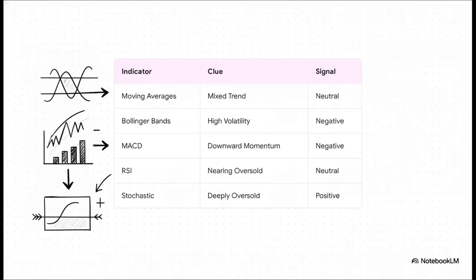And here it is, all laid out. The moving averages, that's a wash, totally neutral. The Bollinger Bands and MACD are flashing bright red. Those are clear, negative signals. But then you've got the stochastic, our star witness for the bulls, screaming oversold. And the RSI, that's our undecided juror, leaning a little positive but not ready to commit.